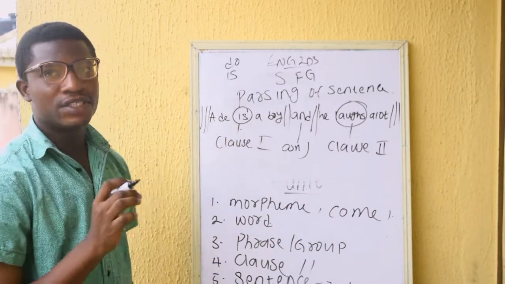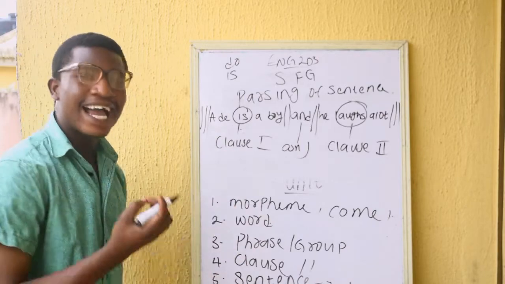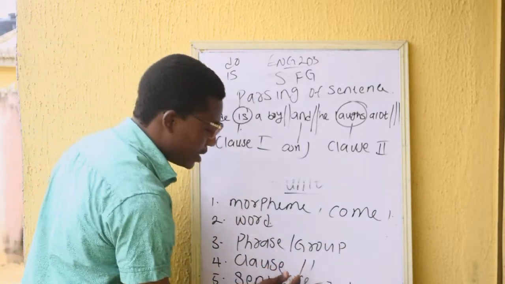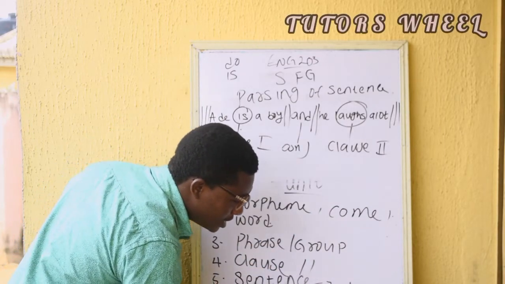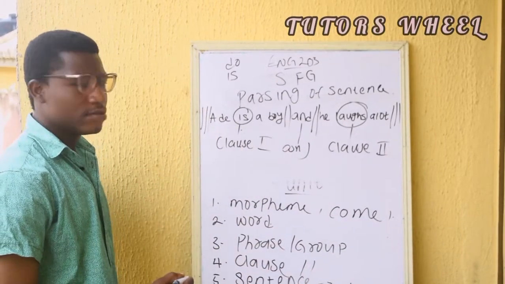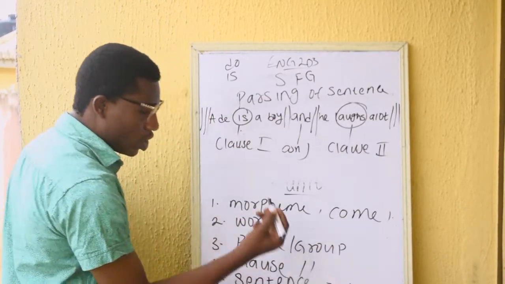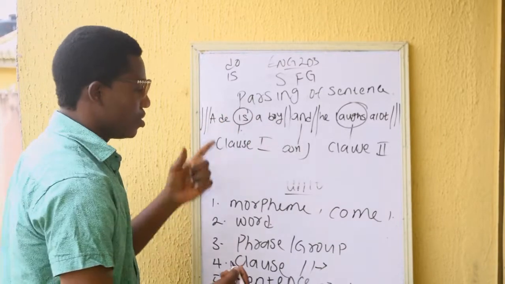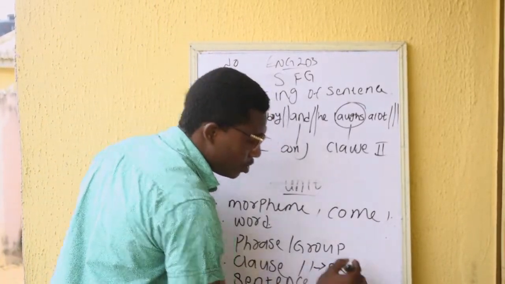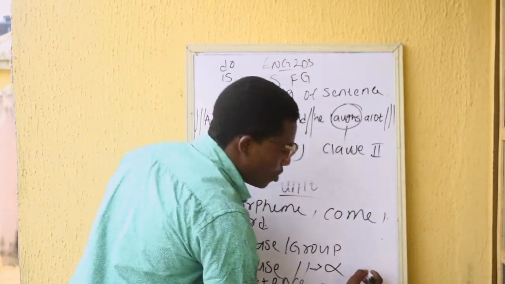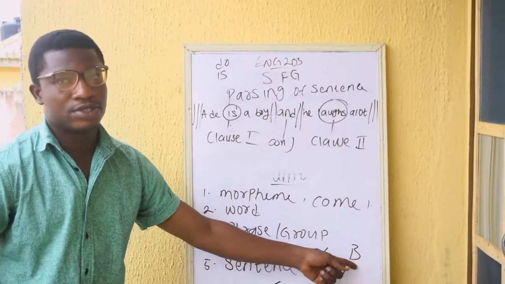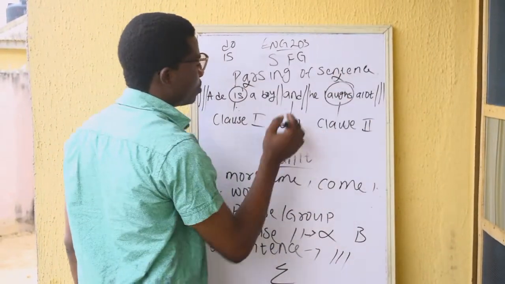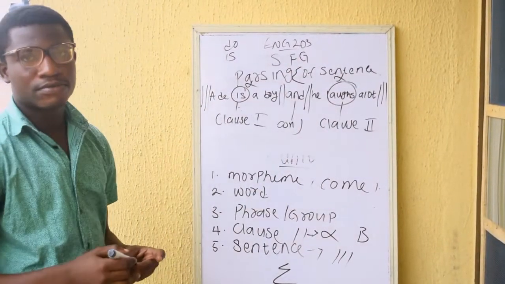Now in SFG, there are signs we use to represent this. For a sentence we use what we call the sigma sign. For a clause we use either an alpha clause or a beta clause. We use alpha for an alpha clause, while we use beta for a beta clause. Here we have two alpha clauses, so we know this is an alpha clause and an alpha clause. Are we getting it?